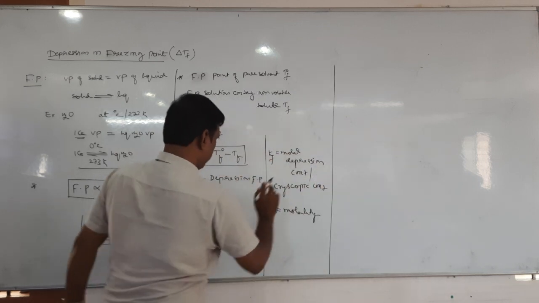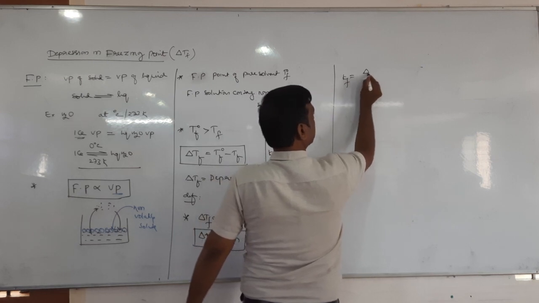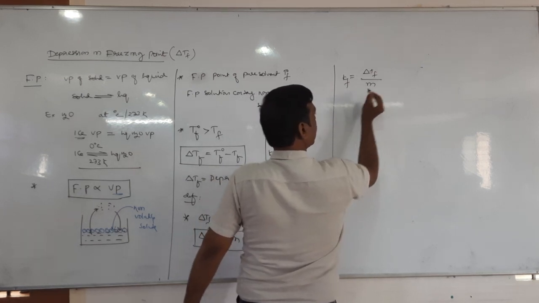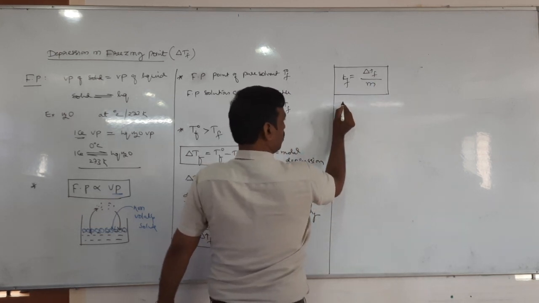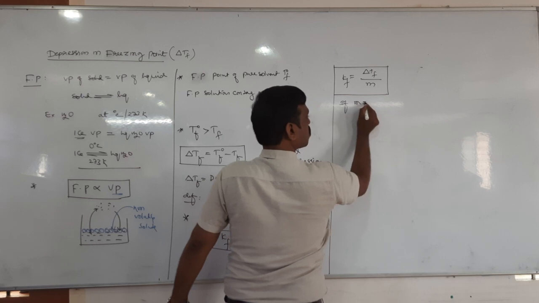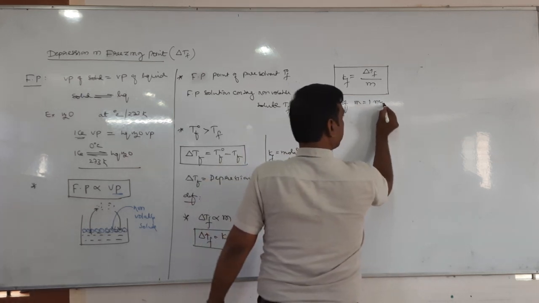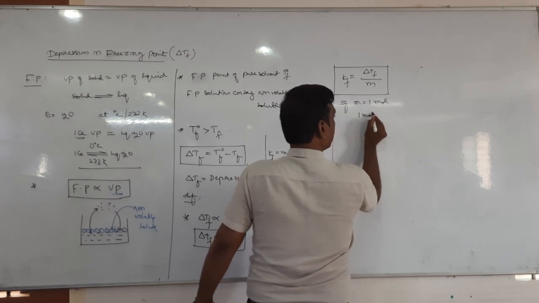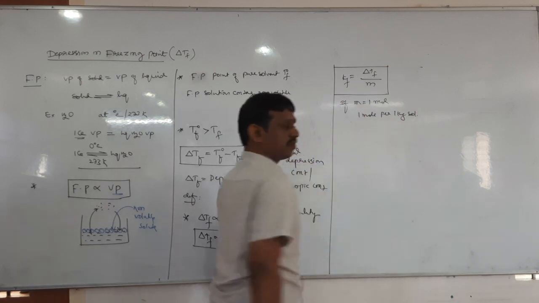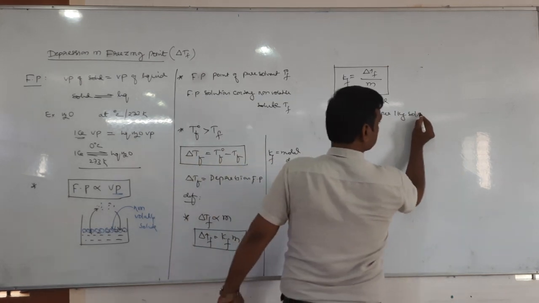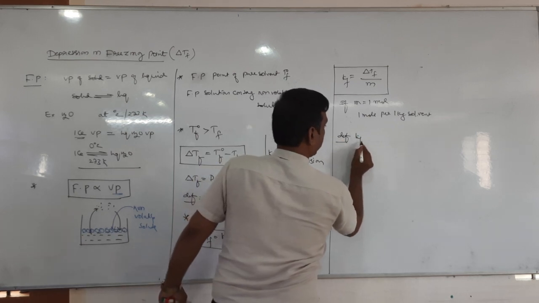From this equation we want Kf. So Kf is equal to delta Tf by m, molality, right? Then suppose molality is equal to 1, what is the meaning of 1? Molality 1 molal means 1 mole per 1 kg solvent.